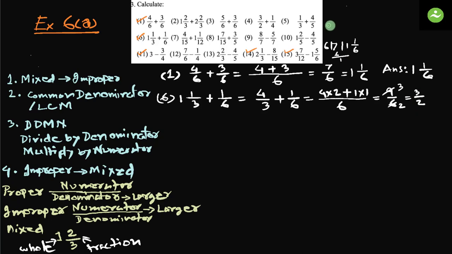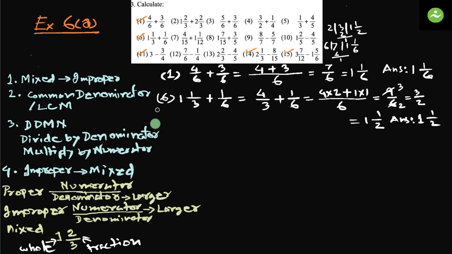How? 2 divide by 2, 2 into 1 is 2. So 1 and half. Answer: 1 and a half.